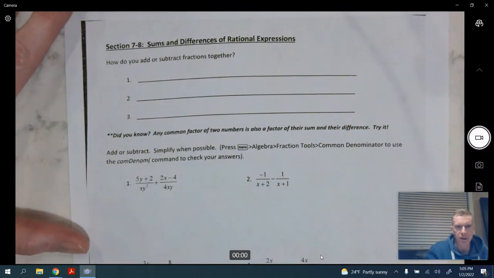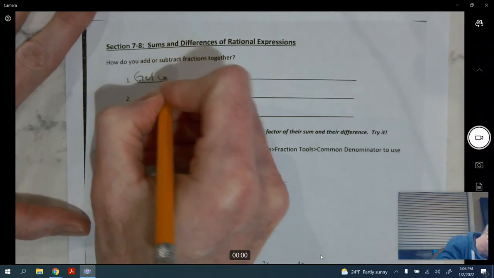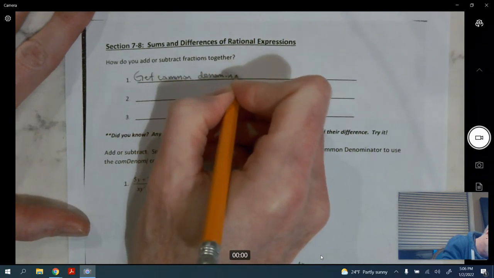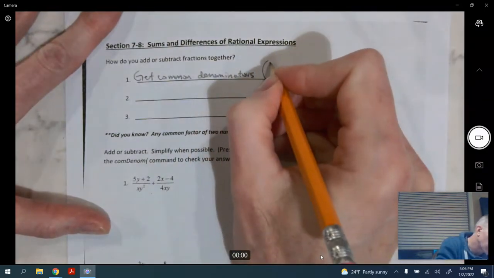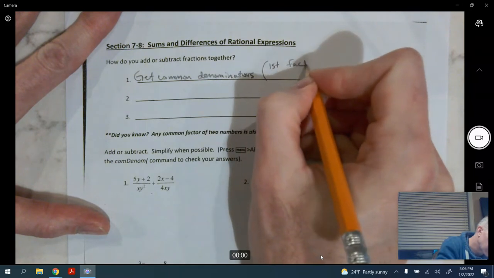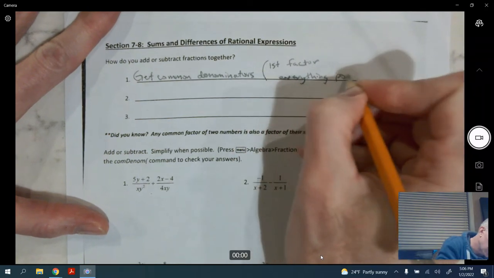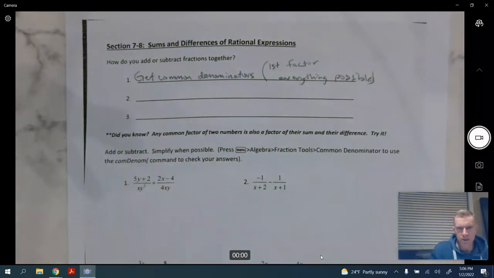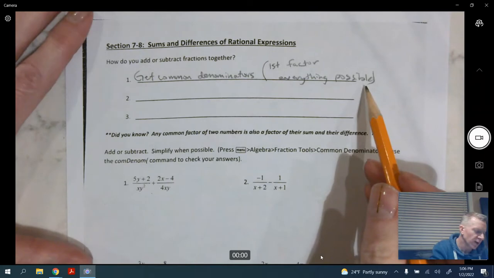Okay, so just a reminder, how do you add or subtract fractions together? First, you have to get common denominators. And before we do that, we're going to first factor everything possible. Notice we did all that work at the beginning of this chapter on factoring, and it leads to this. It's going to make it easier to add and subtract these, find common denominators, and so on and so forth if we factor everything first.